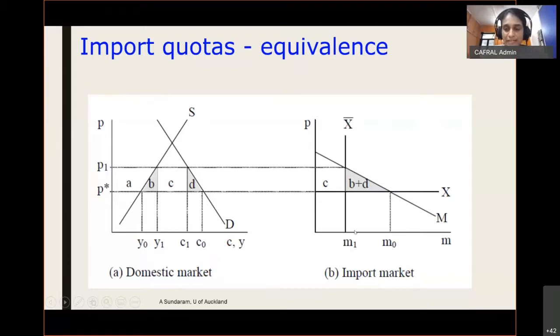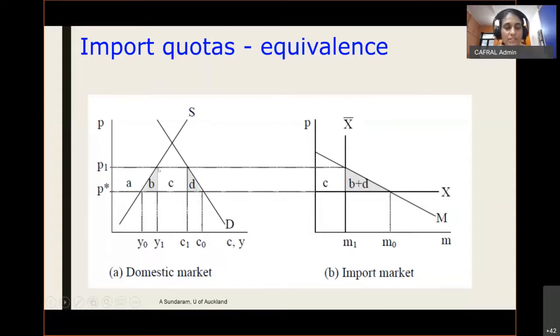The impact of that is the new equilibrium happens where X bar intersects M. So if I trace that price to the left-hand side, the price increases from P star to P1. So the impact of a quota of X bar is exactly the same as a tariff in that the domestic price goes up from P star to P1. Now the question is, what about welfare, right? So it's the exact calculation. Consumers are going to lose A, B, C, D because the price went up. Consumer surplus goes down. Producers will gain A, and then B, C, D will be the difference.